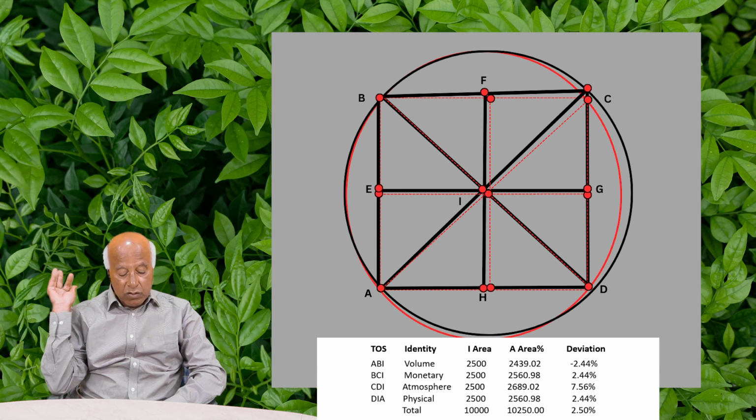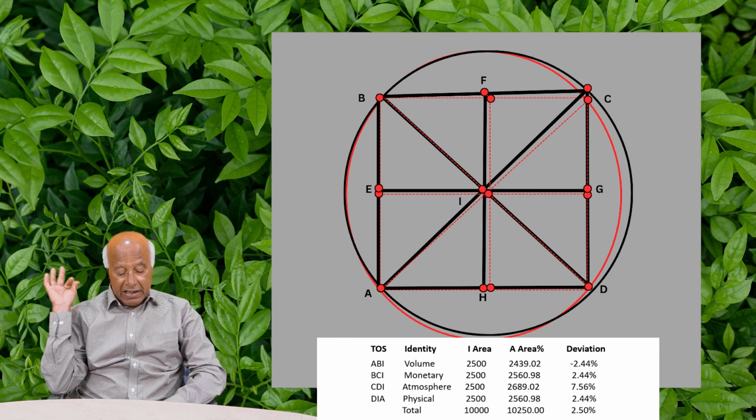Similarly, the supply atmosphere was earlier 2,500. Now the changed area is 2,689.02, and the highest increase is in this triangle, that is 7.56%. And the triangle of physical stability is also showing a sign of increase. From 2,500 it has now increased to 2,560.98, that is 2.44%.